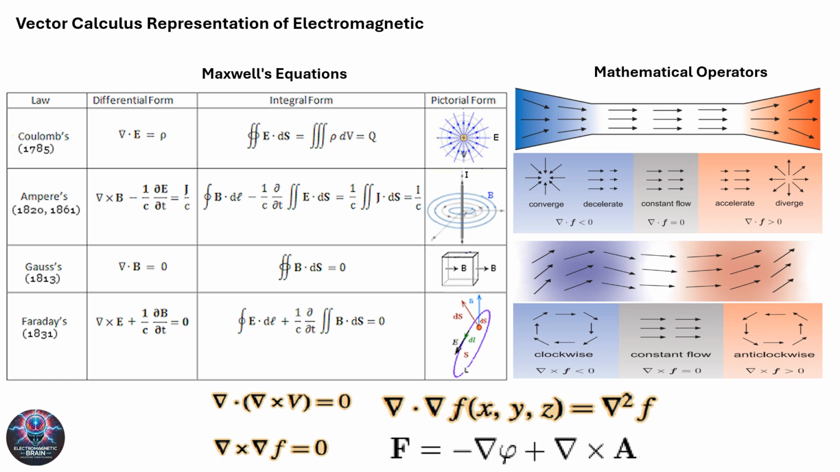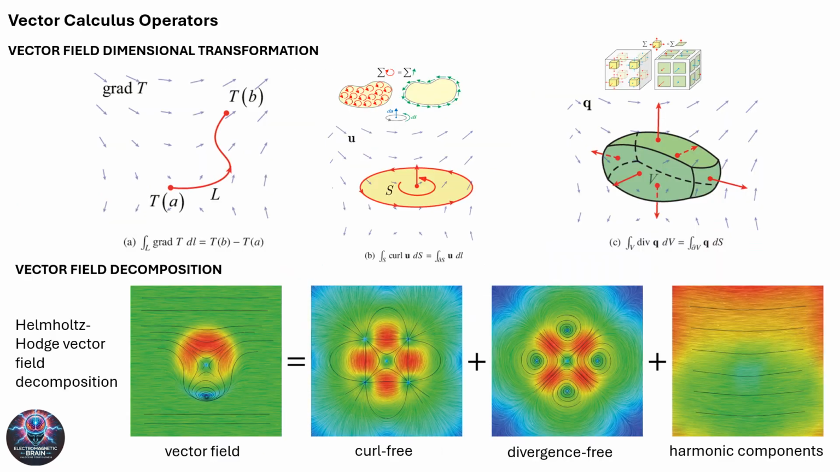Gradient measures the rate of change of a scalar field, such as electric potential. Divergence describes how much a vector field spreads out from a point, crucial for Gauss's law. Curl measures the rotational tendency of a vector field, fundamental for Faraday's law. And Laplacian is essential for solving field equations in space. Vector calculus representation of electromagnetism has several advantages. It is used for dimensional transformation as shown in this slide. They can convert line to surface and the surface to volume.